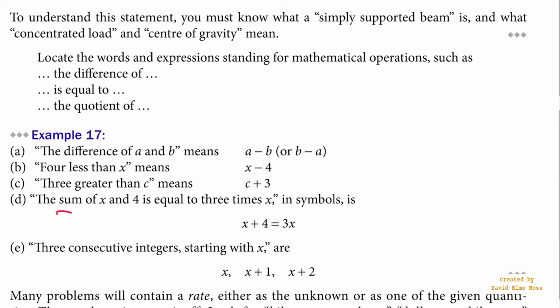If you say the sum of X and 4 is equal to 3 times X, the sum of X and 4 is X plus 4, and 3 times X is 3X. If you say 3 consecutive integers starting with X, that's X. And as we said before, we start with any number and add the next number highest to it. So 3 consecutive integers would be X, X plus 1, X plus 2. And we're going to see this when we try solving that problem we had at the start.